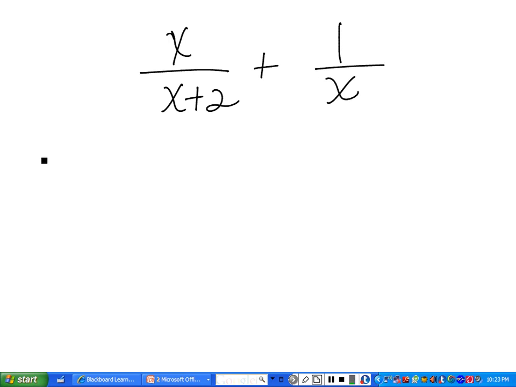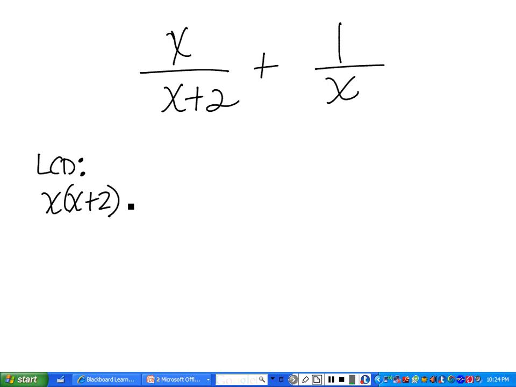Okay, so we have x over x plus 2 plus 1 over x. Let's see what the LCD is. Now, notice that I cannot multiply anything times x to give me x plus 2. It is its own distinct factor here. So don't fight it. The factors are x and the x plus 2 multiplied times itself.